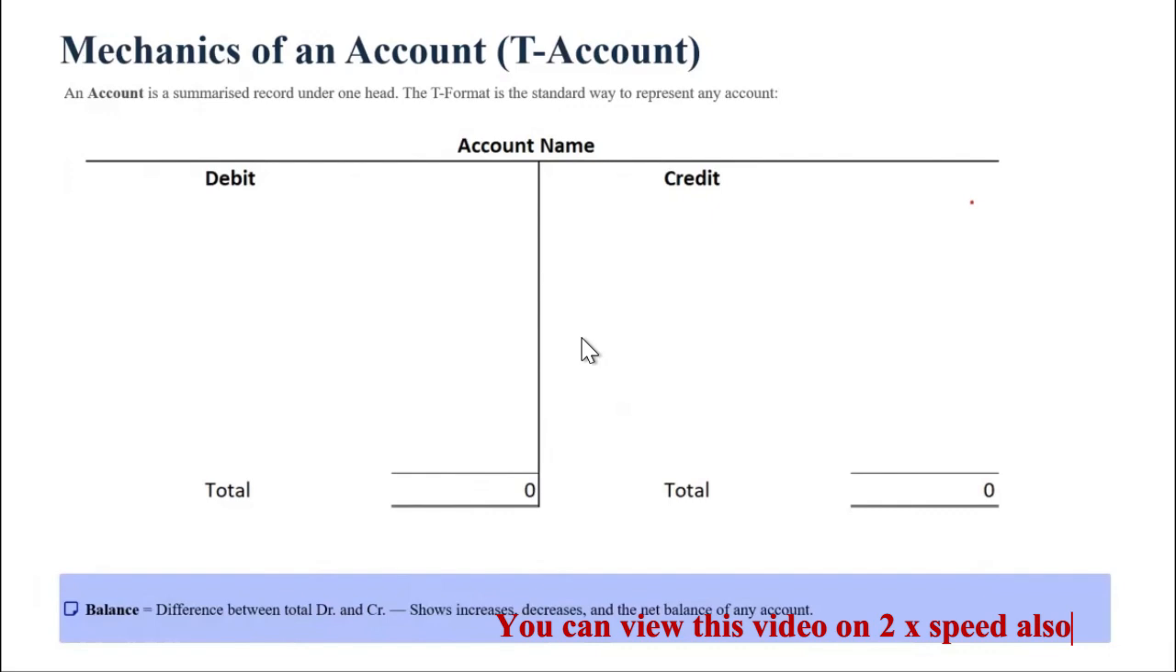The left side is always the debit side, abbreviated as DR, and the right side is always the credit side, abbreviated as CR. The title of the account sits at the top. We record increases on one side and decreases on the other side, depending on the type of account. The difference between the total debit and credit is known as the account balance. This balance tells us the net value of that specific category at any given time.